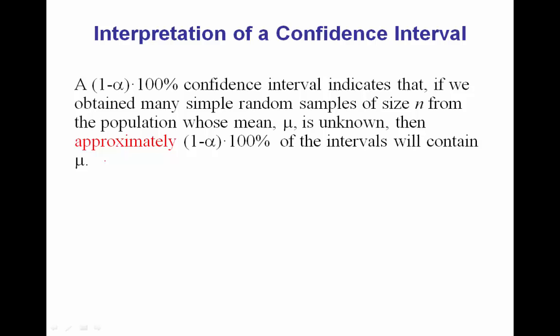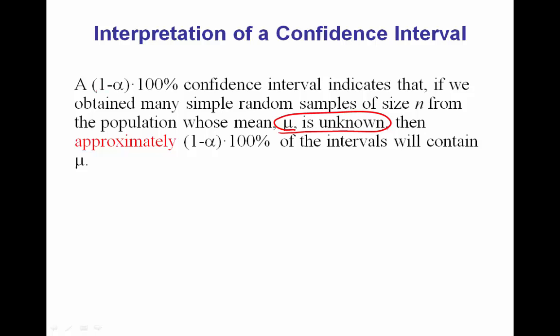A 1 minus alpha percent confidence interval indicates that if we obtain many simple random samples of size n from the population whose mean mu is unknown, then approximately 1 minus alpha times 100% of the intervals will contain mu. Now most of the time when we're doing statistics, we're not going to know the real population mean, but we know from mathematics that this is going to turn out that way.